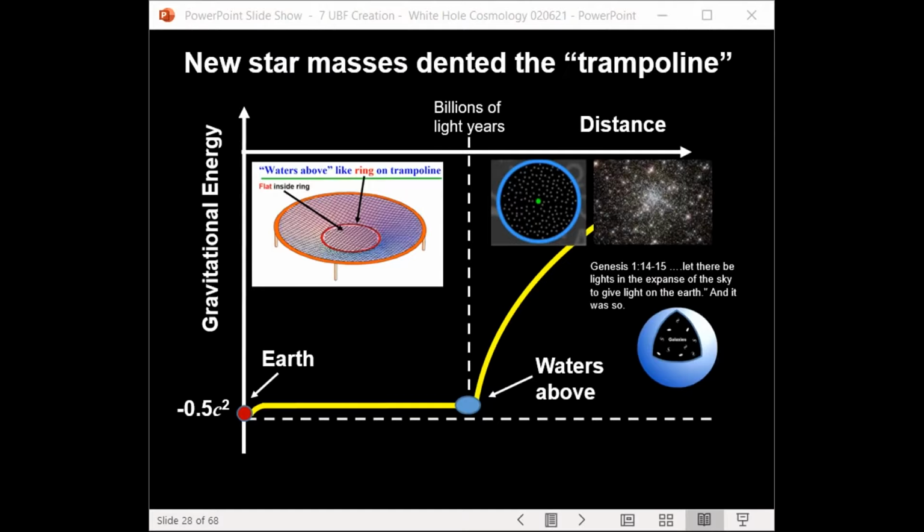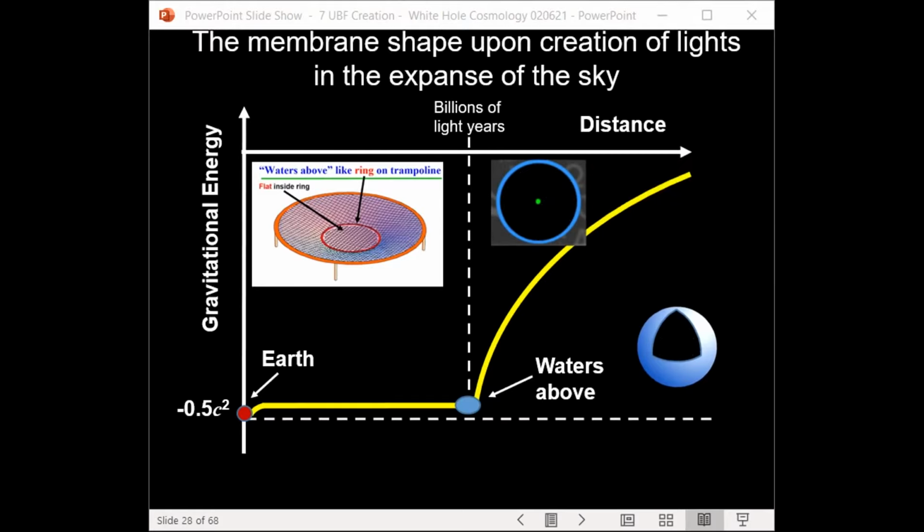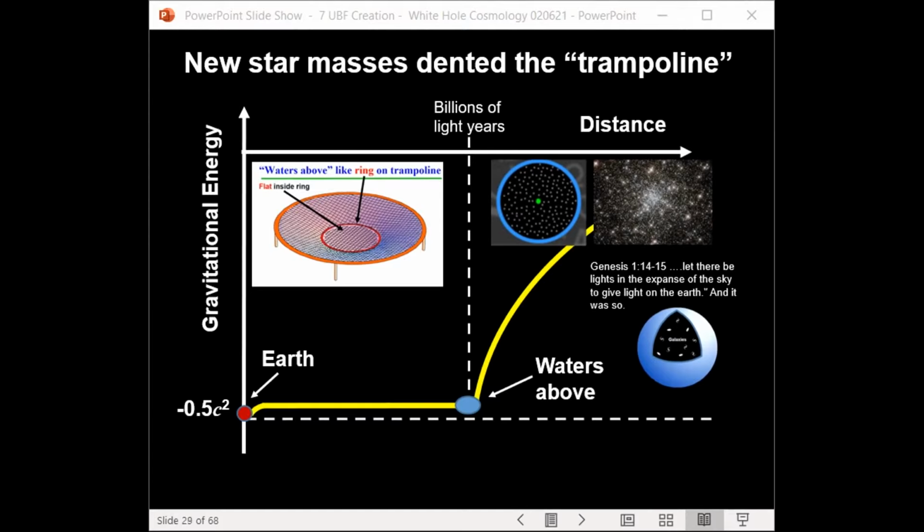Now, imagine that during the fourth day, God created star mass. Let me go back here. Now, see the difference? God created the star masses. Genesis 1:14-15, let there be lights in the expanse of the sky to give light on the earth. And it was so.